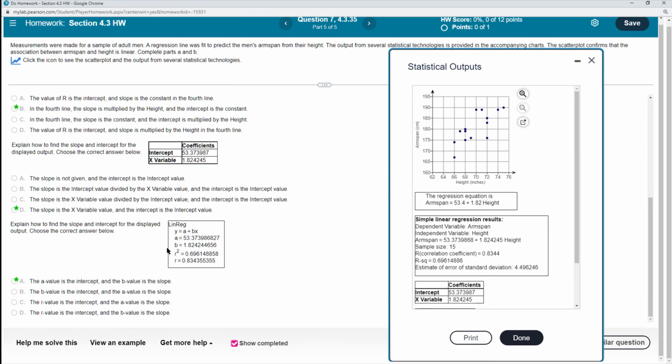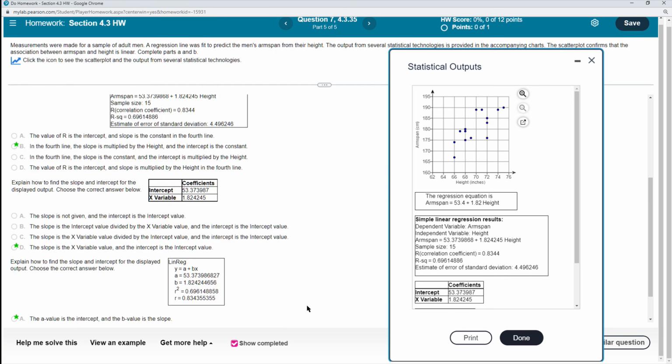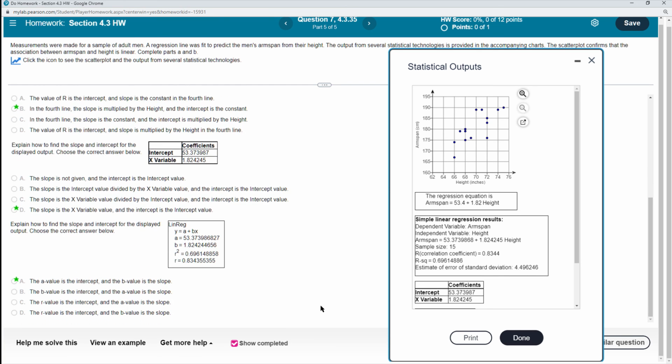In this last box here, explain how to find the slope and y-intercept for the displayed output. In this case, it's given in terms of y equals mx plus b. You can see the a and the b and the r squared. So in this case, you can see that a represents the intercept and b represents the slope. Okay, and that's the input, that one there.